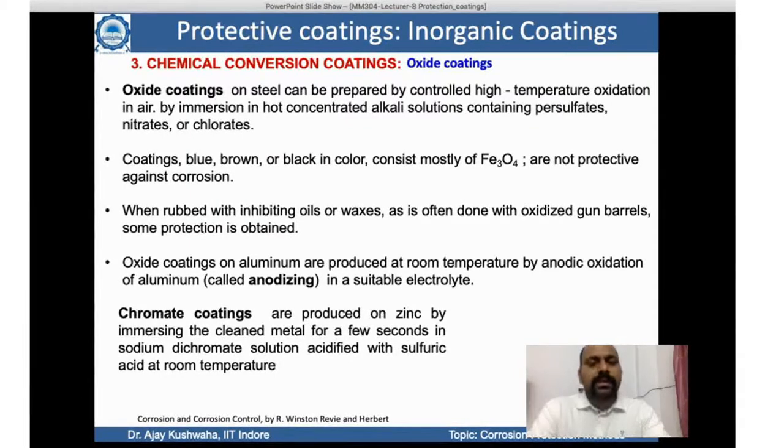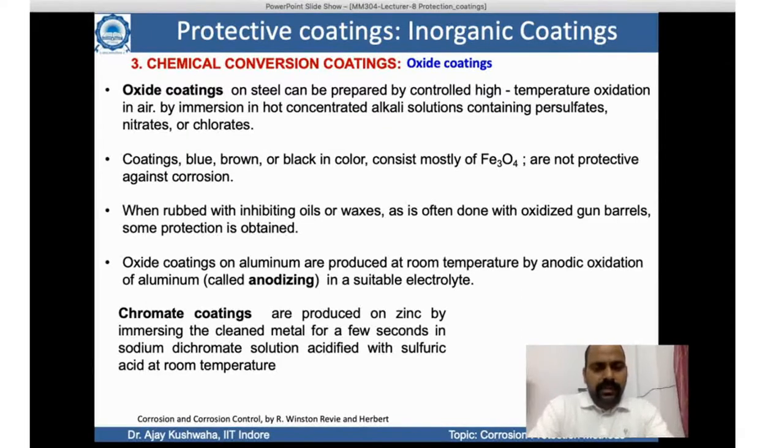When rubbed with inhibiting oil or wax, as is often done with oxidized gun barrels, some protection is obtained. So if you are again putting the wax on, then protection will be there. Oxide coatings on aluminium are produced at room temperature by anodizing. Oxidation of aluminium, called anodizing, is done in a suitable electrolyte. So anodizing is also possible, and by doing this we can have an aluminium oxide coating.